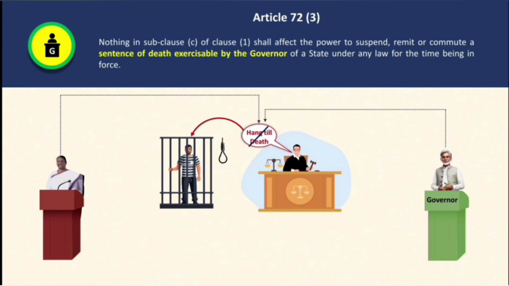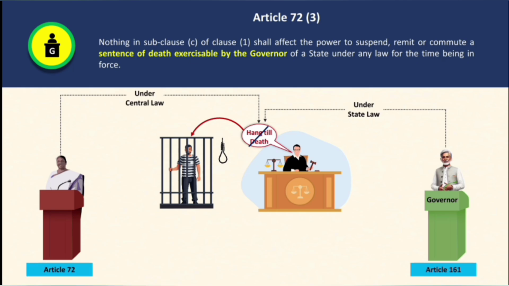For example, if the conviction is under a state law, the governor may use their power under Article 161. But if it involves a central law or a national level case, then the president may act under Article 72. So that is all for today's video. Today we covered Article 71 and 72 of the Indian Constitution in detail.